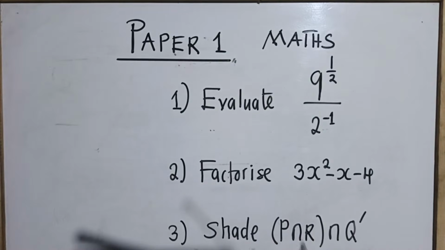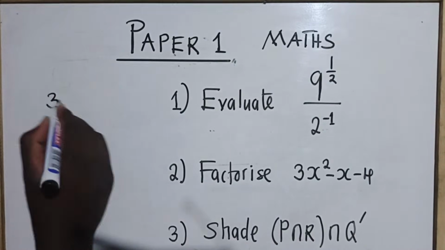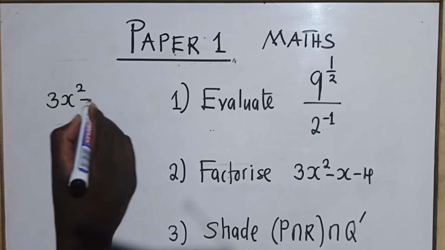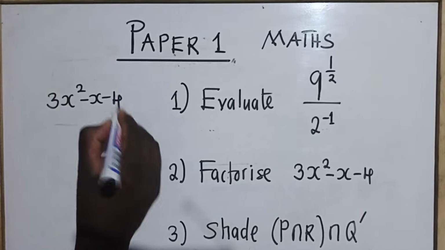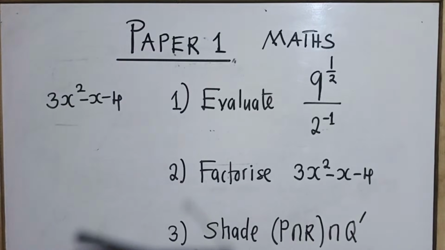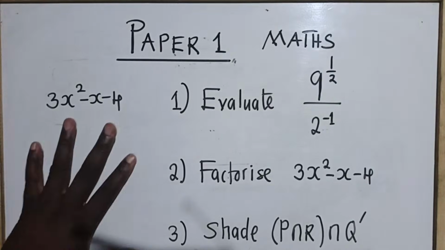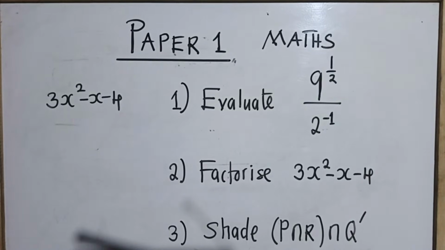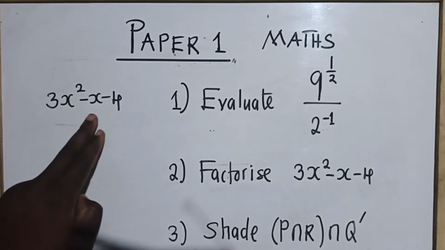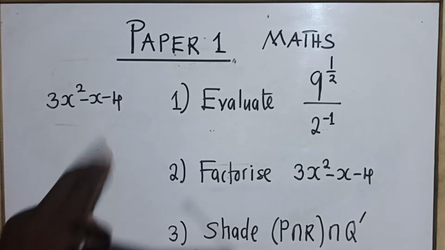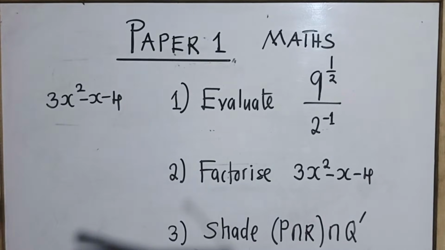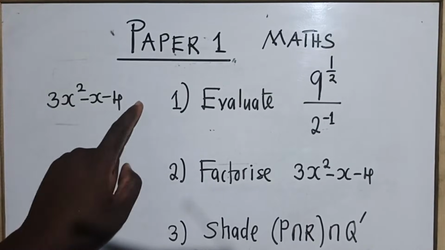Here, guys, you're going to say 3x power 2 minus x minus 4. This is what we have. And in factorizing this, you need to identify your product and sum. This is a quadratic expression. It was supposed to be a quadratic function or equation if there was equal to 0.